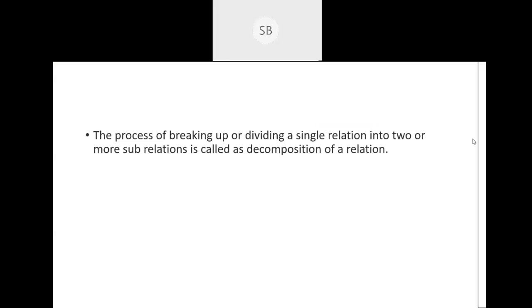So decomposition, as the word suggests, is nothing but breaking of a relation into two or more tables. Okay, so that is known as decomposition. So in normalization, we go for breaking down, right? To normalize the tables, we break the table. So that is known as decomposition.